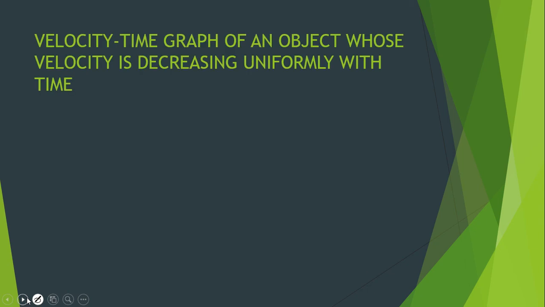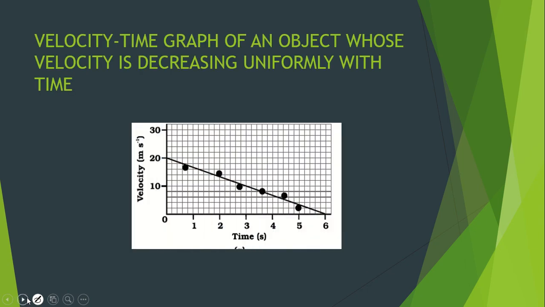Now you have velocity time graph of an object whose velocity is decreasing uniformly with time. So this graph is again very clear. You can see initially the velocity was 20 meter per second, but slowly it decreases. It keeps on decreasing, and finally it reaches 0. And every time there is equal decrease. So it is a case of uniform deceleration, which is also known as uniform retardation.